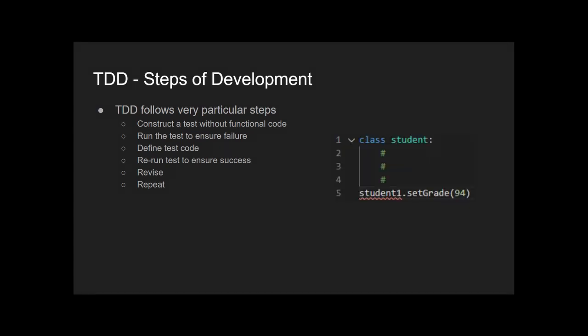So here we have an example of a student class. We have the starting line, which is the class of student. We know that we have to write a student class. We have the finish line, which calls a method that is undefined in the student class. We now have a finish line that we are working towards.